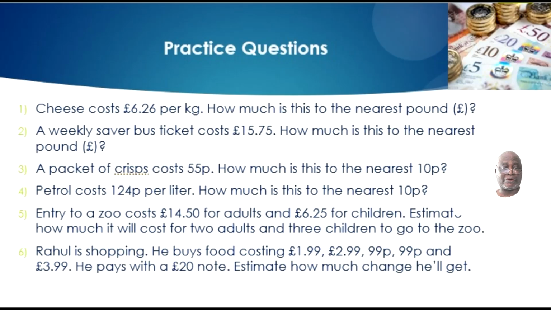Rahul is shopping. He buys food costing £1.99, £2.99, 99p, 99p, and £3.99. That's 1, 2, 3, 4, 5 items. He pays with a £20 note. Estimate how much change he'll get. You're estimating. So what do you do? You add all of them first before you subtract. But if you're rounding up, then you have to round each of those items. So £1.99 becomes £2, £2.99 becomes £3, and so on before you do your calculations.